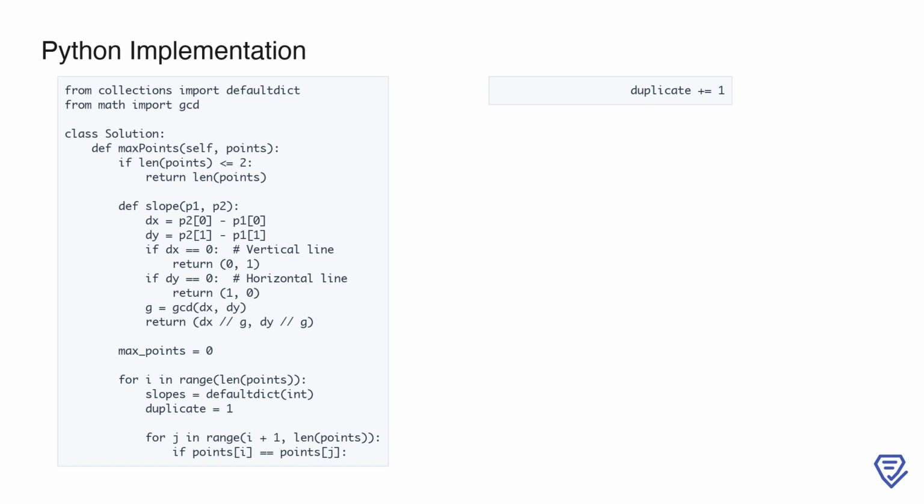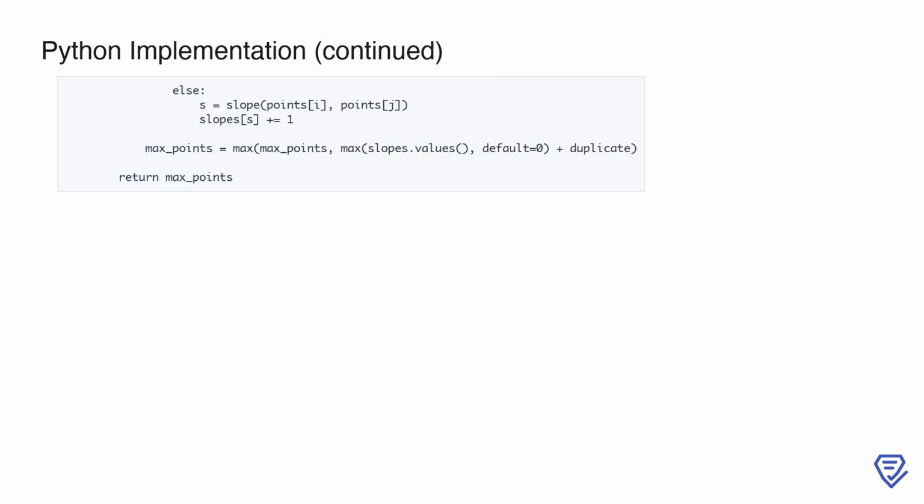After defining the slope function, we initialize max_points to 0, which will track the maximum number of points on a single line. The outer loop iterates over each point in the list, treating it as the starting point for slope calculations. For each such point, we initialize a defaultdict called slopes to count the occurrences of each unique slope, and a variable duplicate to handle any duplicate points, starting with a value of 1 to account for the current point itself. The inner loop then iterates over all remaining points in the list.